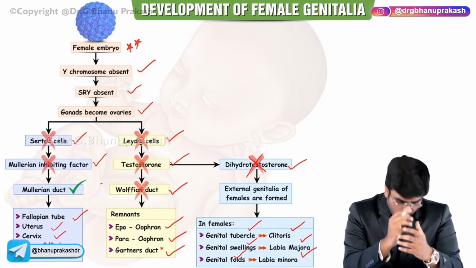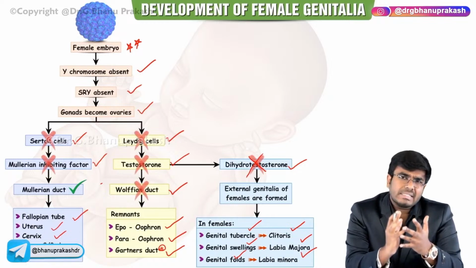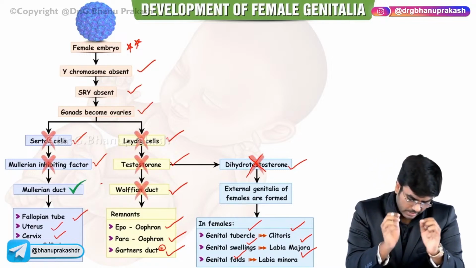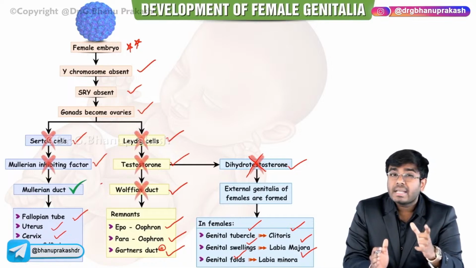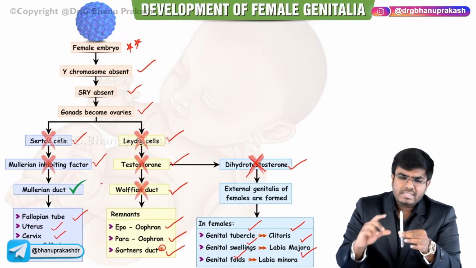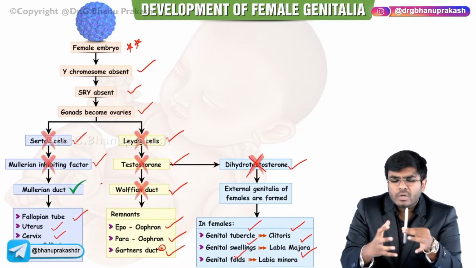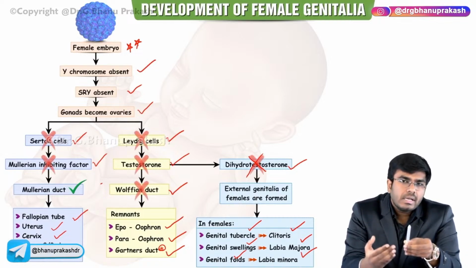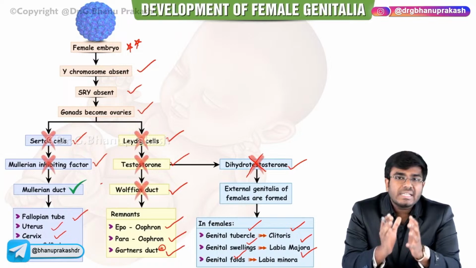Now, let's talk about the Gartner's duct. Epoophoron, paroophoron and Gartner's duct are the remnants of the Wolffian duct in a female. Recently they have asked that Gartner's duct is a remnant of the caudal part of the Wolffian duct. For example, if this is the Wolffian duct, there is an apical part, a middle part and a caudal part. The caudal part undergoes regression, and the caudal remnant is the Gartner's duct. If there is blockage of this Gartner's duct, you are going to have a Gartner's duct cyst.